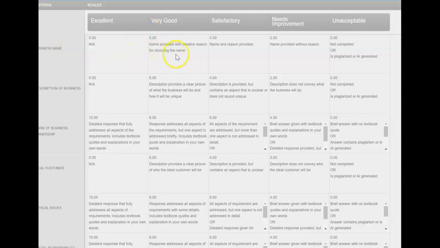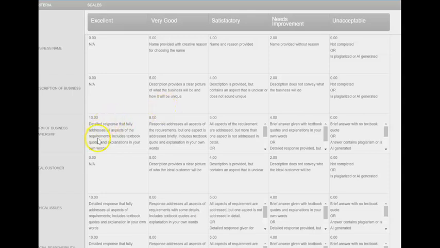So the business name is provided with a creative reason to get the highest points. Description of the business: a clear picture of what the business will be and how it will be unique. So if you're not sure how much detail to give, give more than less. So don't come back to me later and say, oh, this is what I meant. I need to see in the submission what you actually mean. So be very clear in your description.